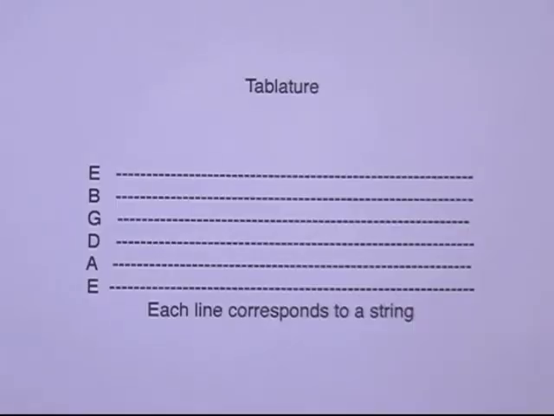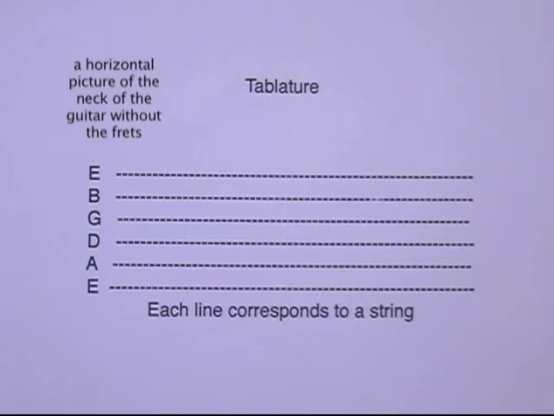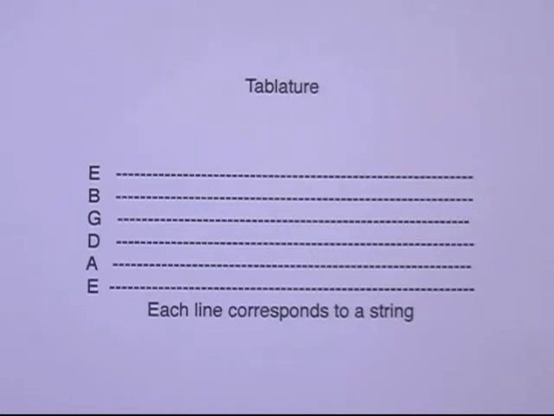When we look at guitar tablature, we're looking at a visual representation of the neck. Here we have the high E string up on top, and it's the string itself. We have the B, the G, the D, the A, and the low E at the bottom. So you're looking at a horizontal picture of the neck of the guitar without the frets. We're going to put numbers on those lines to tell you where on the neck to play which note. Let's look at it like this.